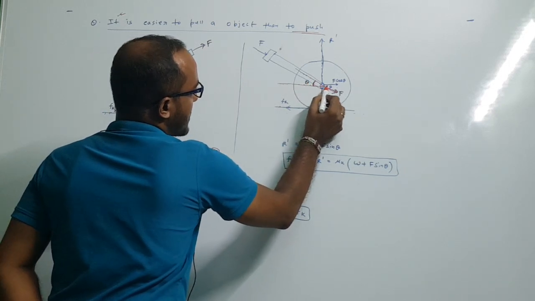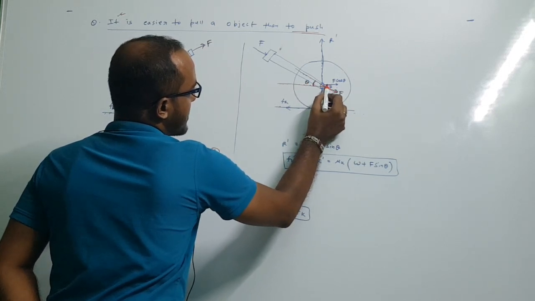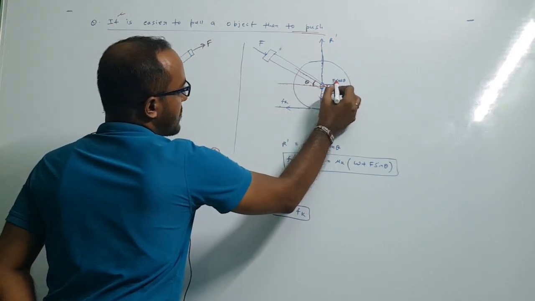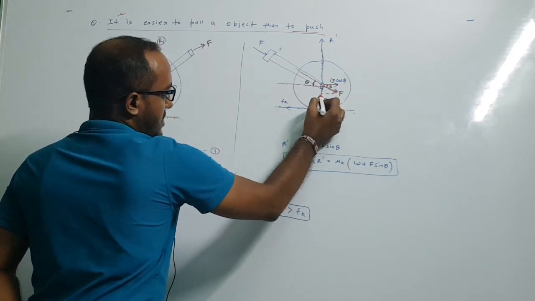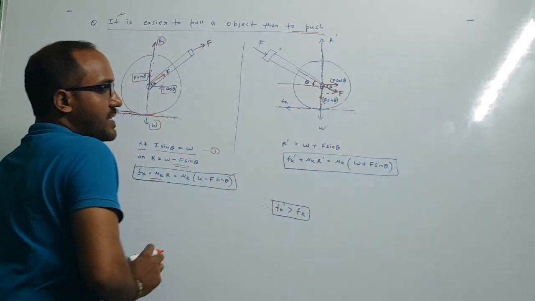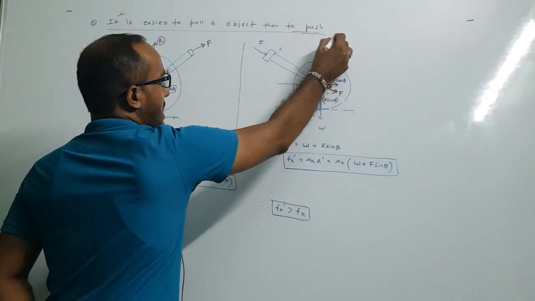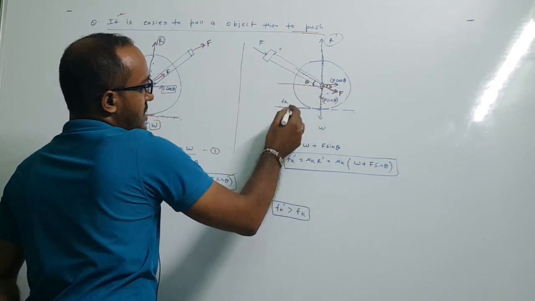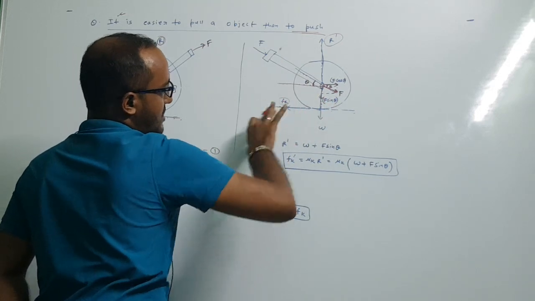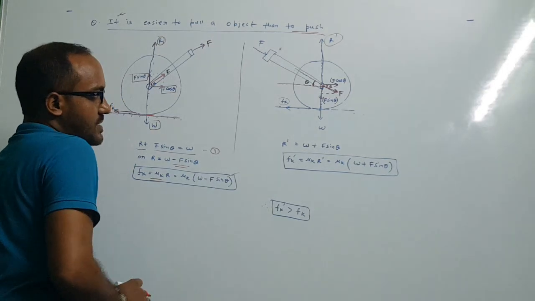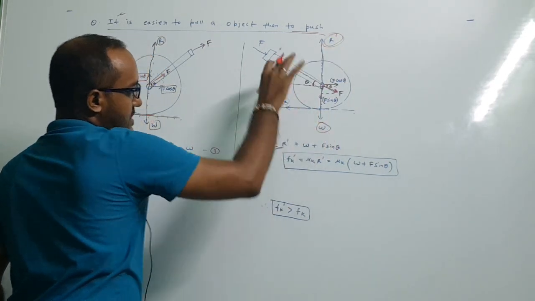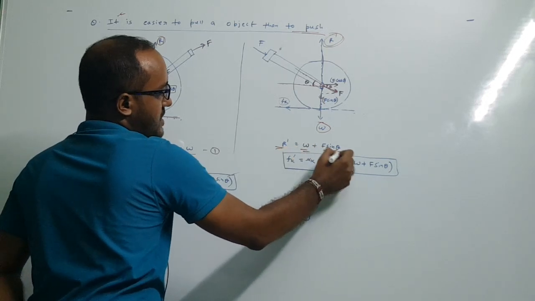So this would be the vertically opposite angle theta. This is F, so this component would be F cos theta, and the perpendicular component would be F sin theta. Now here, balancing: this R prime is acting upward, F sin theta is acting downward, and Fk is acting on the left-hand side because the roller is moving to the right-hand side. So we can say R prime equals W, the weight acting downward, plus F sin theta.